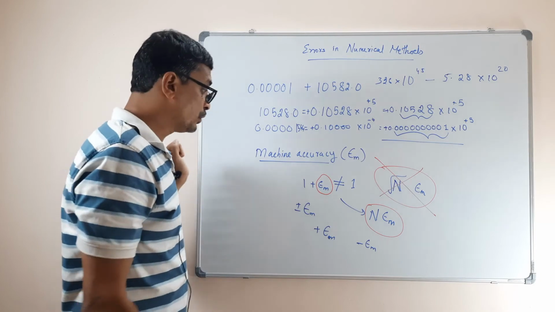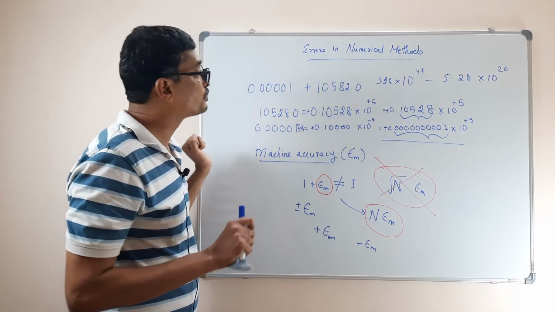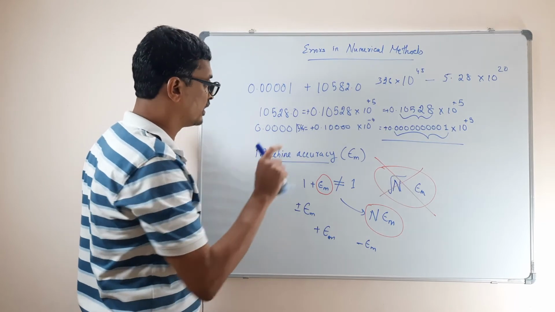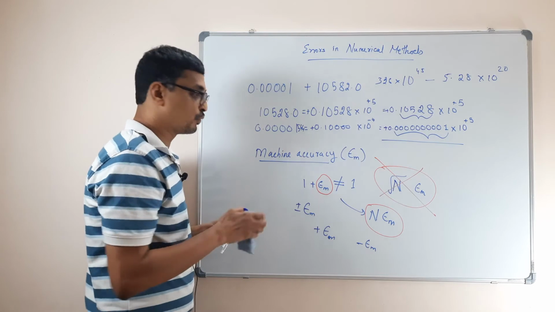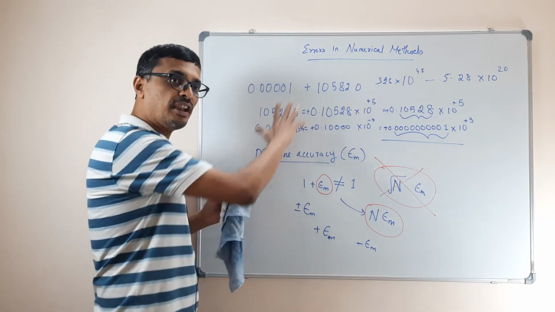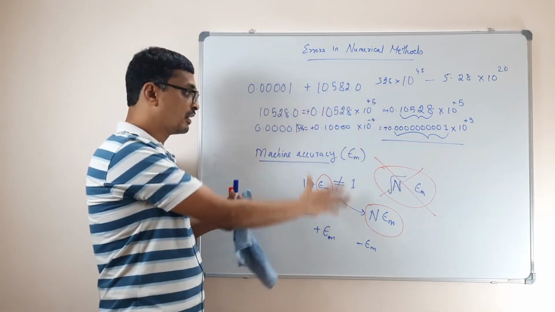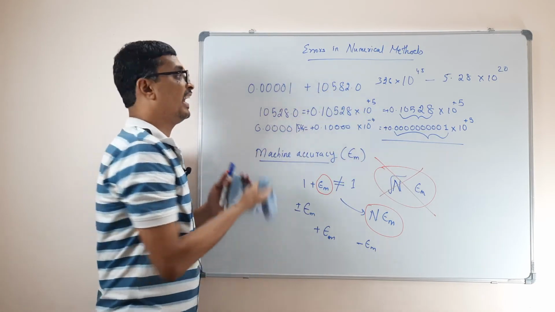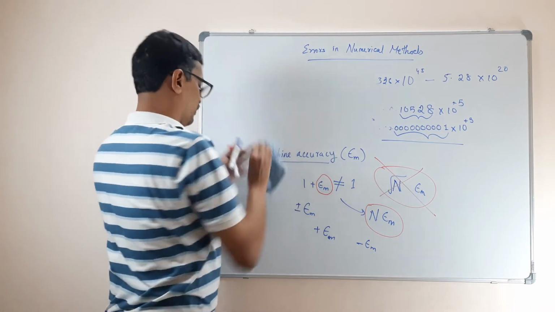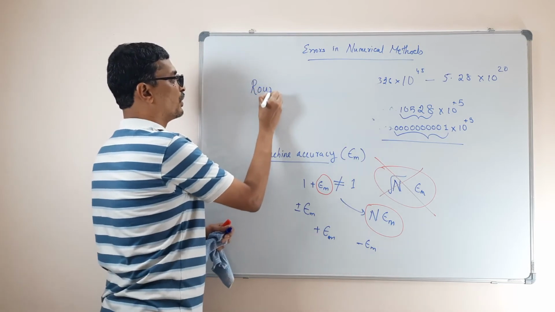You got it? So these are the cautions we should have while adding real numbers in a computer. Every arithmetic operation in a computer is going to have an error because of the machine accuracy. That error is called the round-off error. Got it? So this is what we call round-off error.